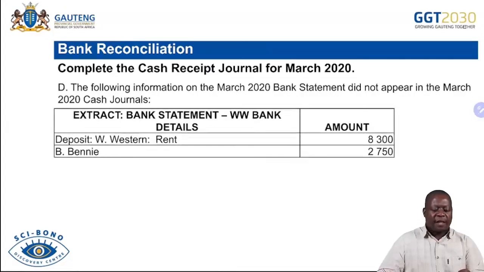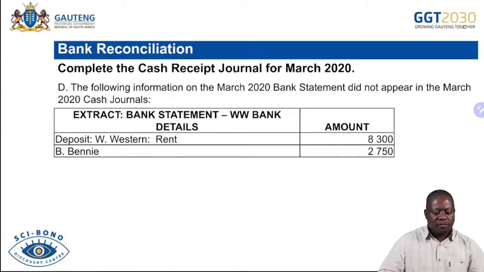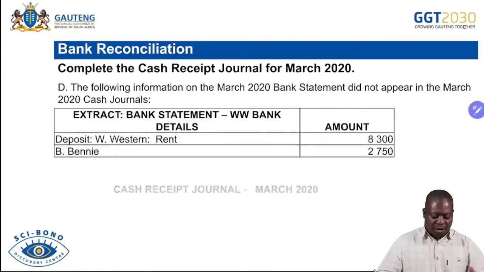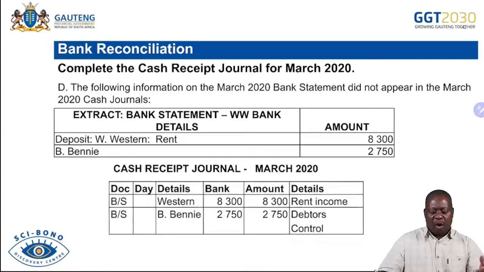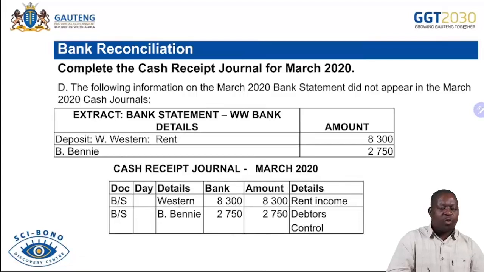According to them, they are saying this information, remember the deposit by W Western for rent, our tenant, as well as the deposit by B Benny, who is a debtor, who is part paying his account. We are now going to record these. How do they appear in our CRJ? Remember, Western, are we receiving money from? W Western, 8,300. What is it? Rent income.